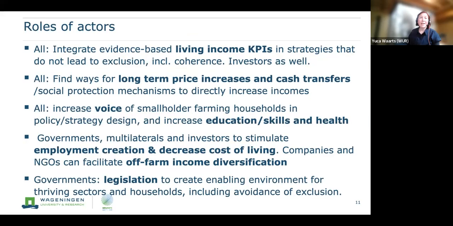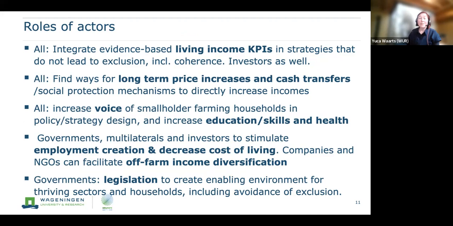And then if you look at the roles of different actors, this is the last slide. It's very important to integrate living income KPIs in strategies, but also to do so in a harmonized and coherent way in your organization or company.